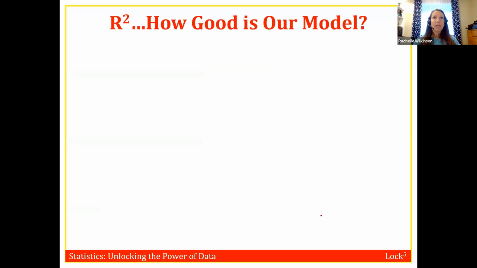All right, so once we've come up with our model and we've talked about how we can use our model to make predictions, one question that we might have is, how good are these predictions? How good is our model at making predictions? And one way that we can measure how good our model is at making predictions is by looking at something called R-squared. To compute R-squared, we're basically going to take R, which remember is our correlation coefficient, and we're just going to square it. So R-squared is literally equal to R squared.